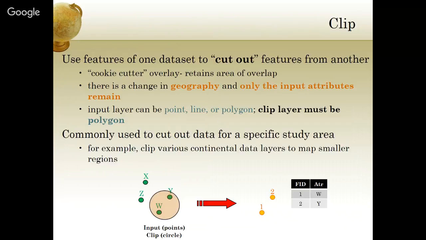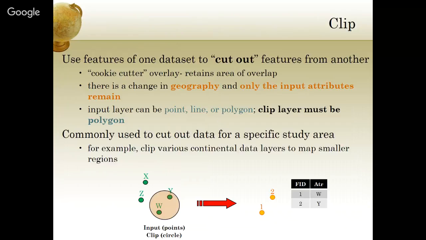So there's a change in geography here, but not in the attributes. Any of the attributes that are in the source data will be in that resulting clipped data set. Generally, what we want to do here is clip out your data to a specific area of interest.